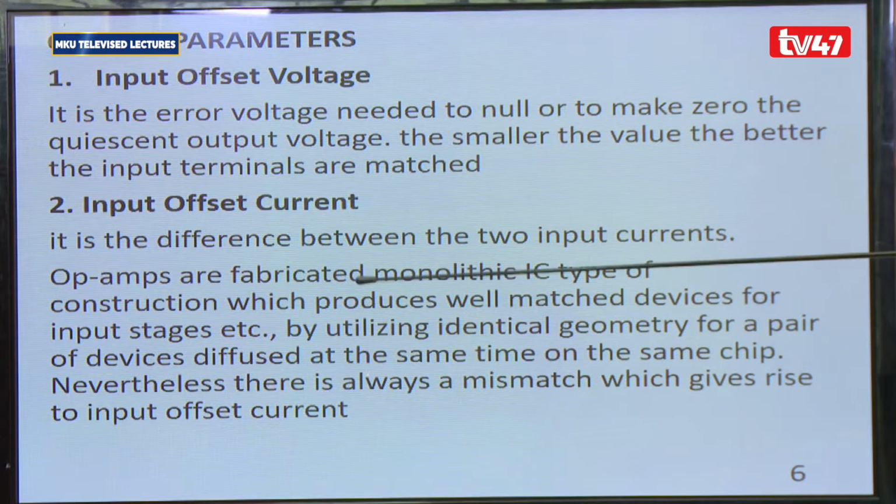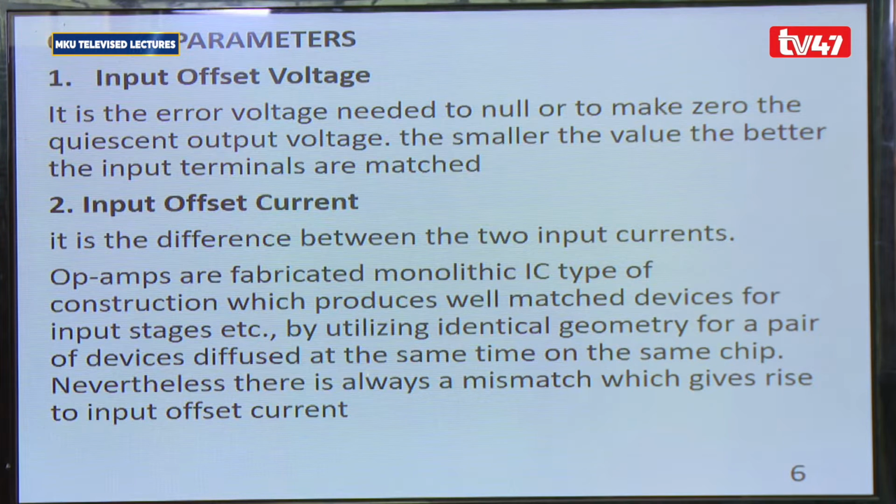Parameter number 2 is the input offset current. This is defined as the difference between the two input currents of the operational amplifier. Remember, we said that we have two input terminals, that is the inverting and the non-inverting terminals.